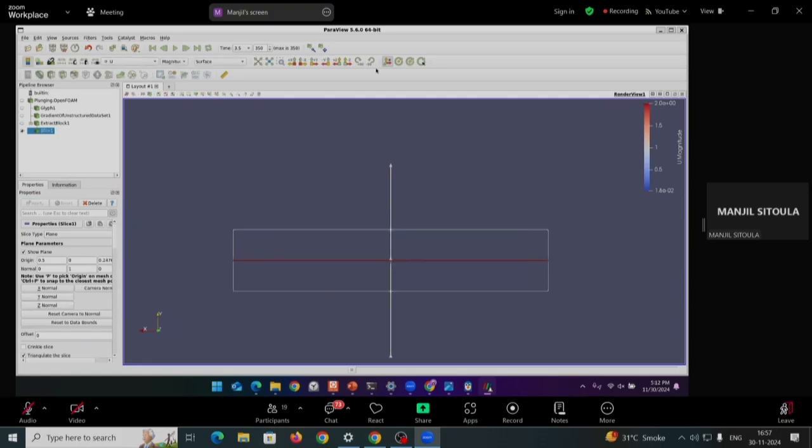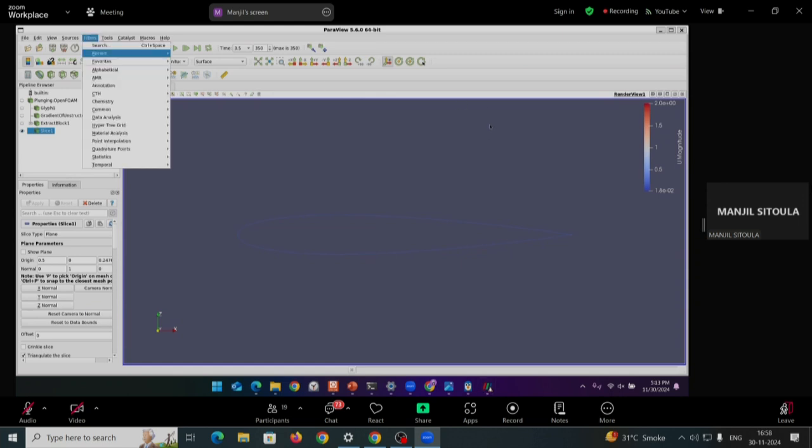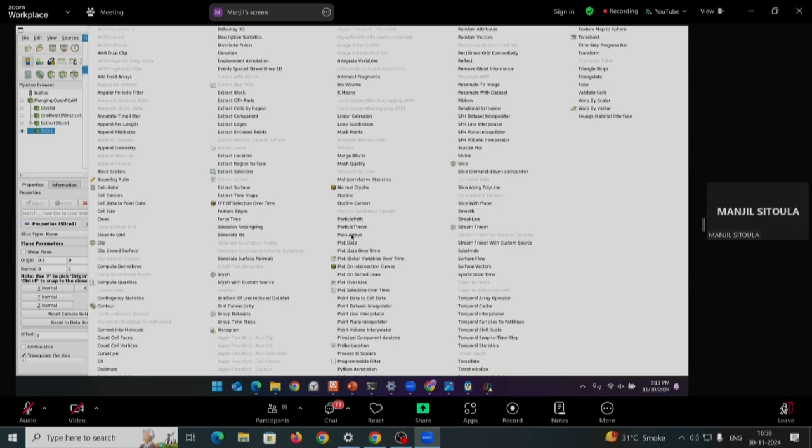So here we can see, if I hide this plane, that we have got a line of our wall, that is, of our airfoil. Now let's plot the velocity on this airfoil, using the plot on sorted lines.